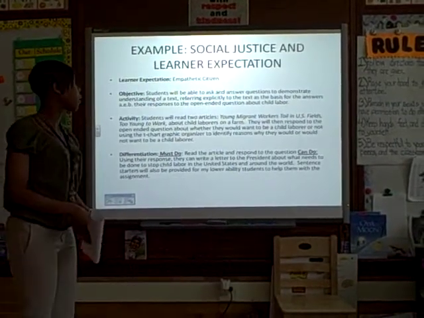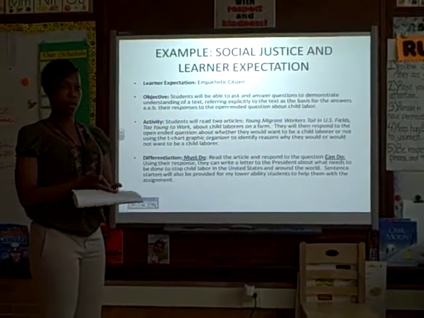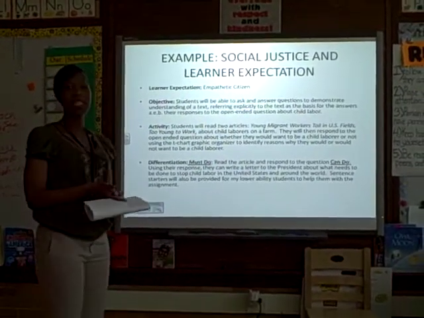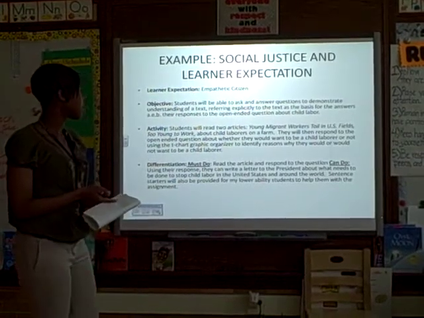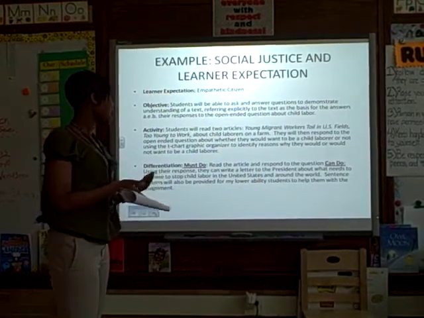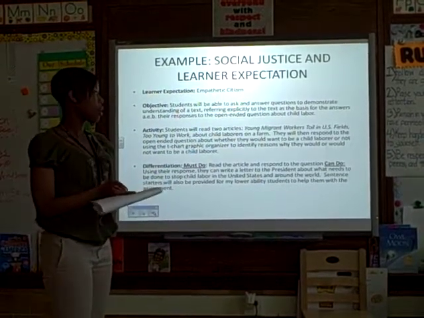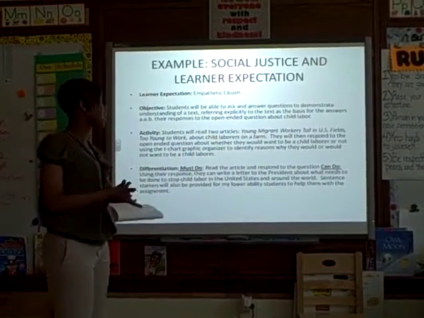Here's an example of one. In this quint 3, our learner expectation is empathetic citizen. So for our center activity, the teacher had students reading an article on young migrant workers about child laborers on a farm. Now they were learning about child labor and relating it to being an empathetic citizen.